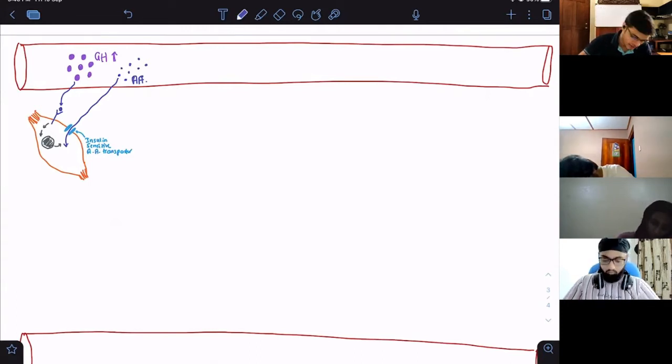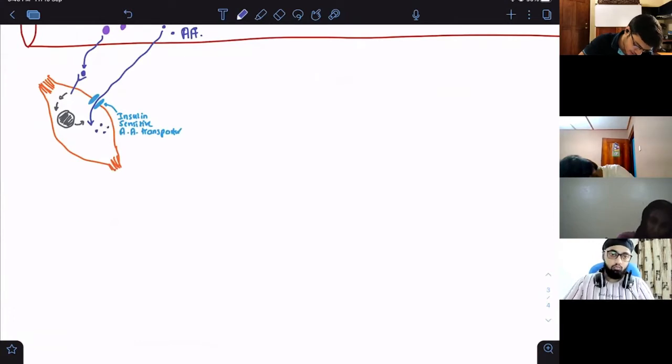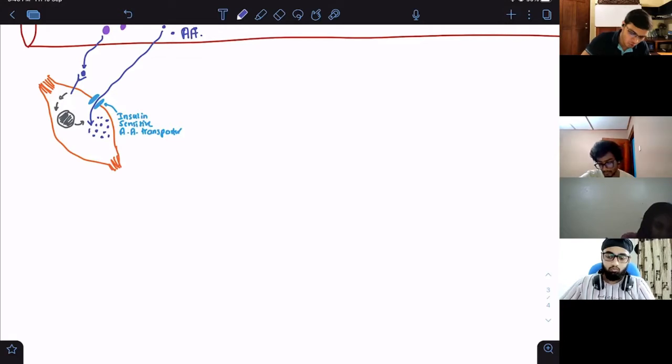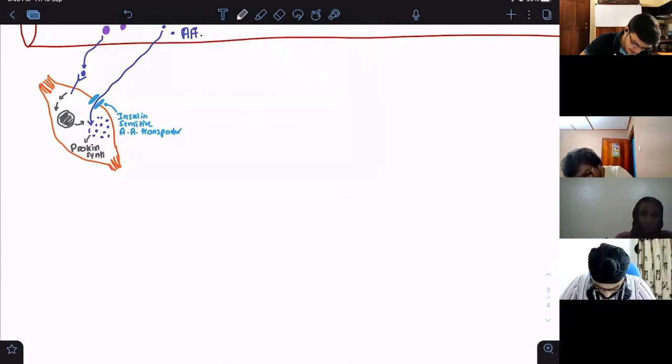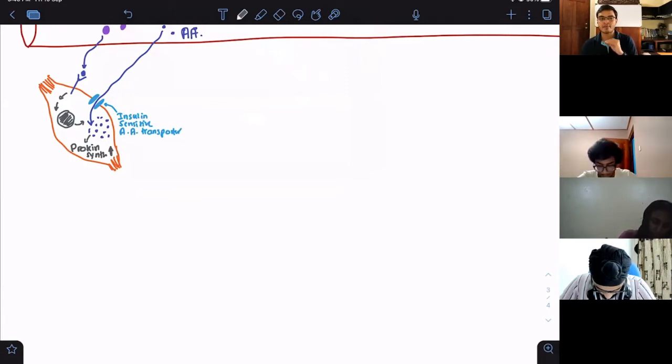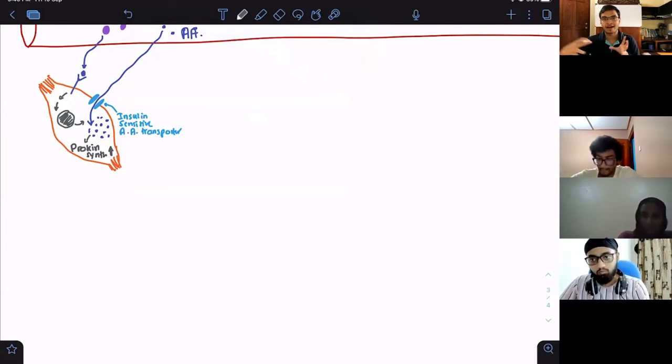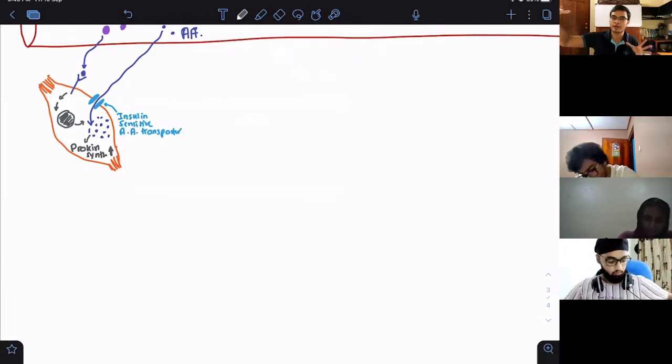Now tell me this, guys. Inside this muscle tissue, if there are a lot of amino acids coming in, what are amino acids used for? Protein synthesis. So what is going to happen within this muscle, guys? Protein synthesis increases. In muscular tissue, if protein synthesis increases, what happens? Hypertrophy. Muscle is going to get bigger. Why? More and more proteins.